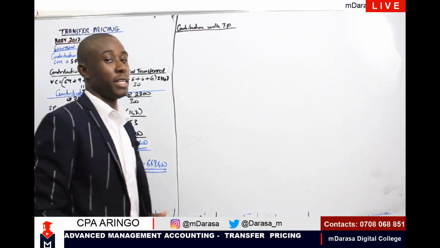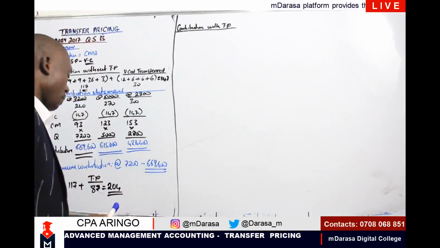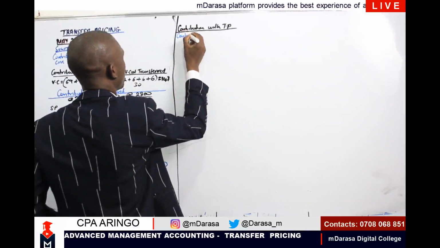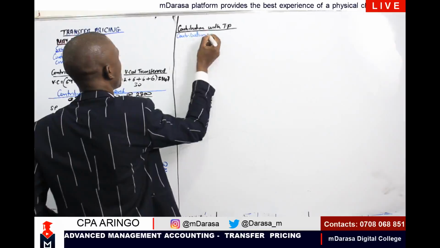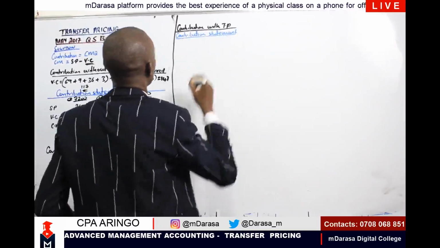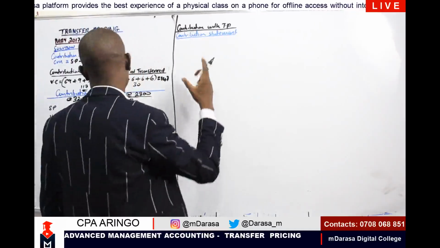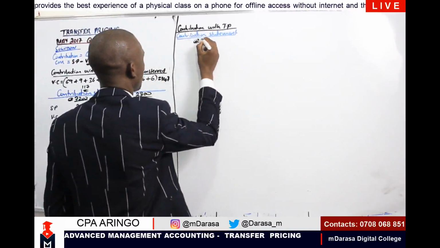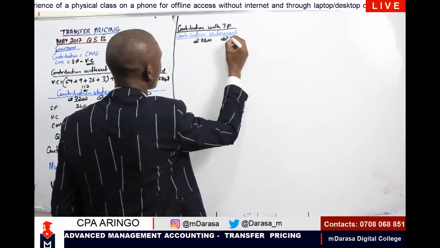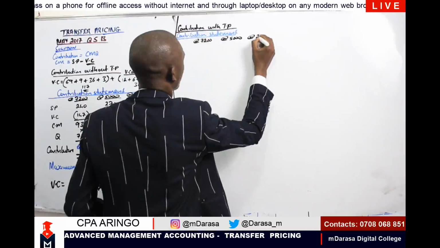So therefore, proceed and prepare our contribution statement. What will you be having? The same selling price will not change. So I'm going to consider the same demand levels: at 7,200, at 5,000, and at 2,800.